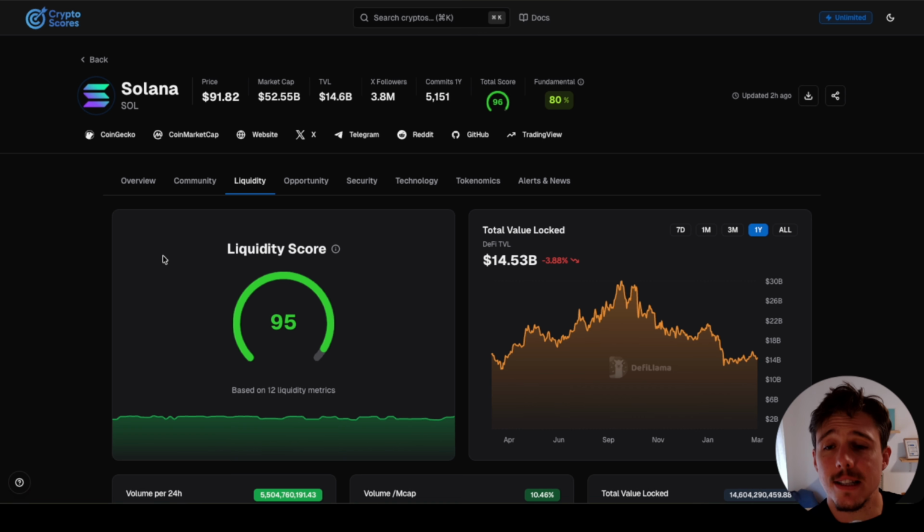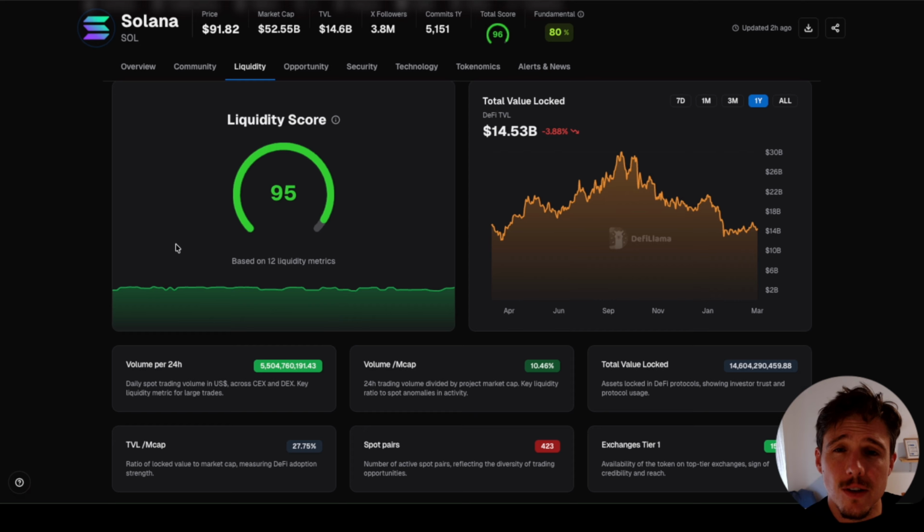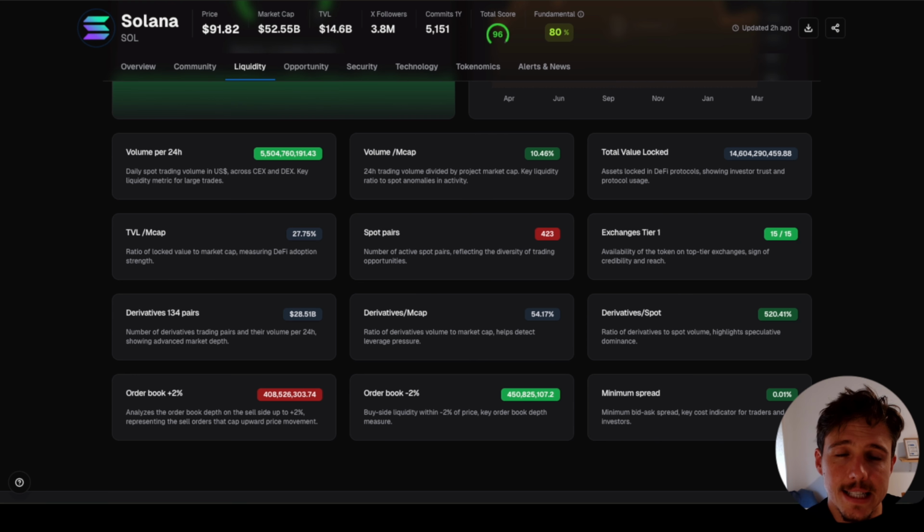So now let's take a look at Solana with a liquidity score of 99/100. So a really good project too. If you check its liquidity tab, there is no wrapped reference. Solana doesn't have a wrapped token tracked here.